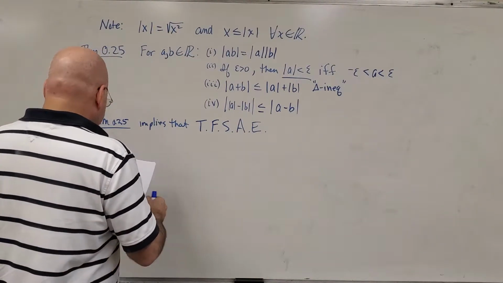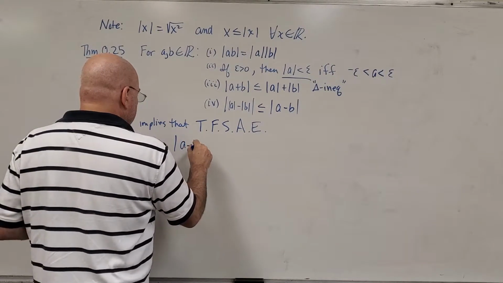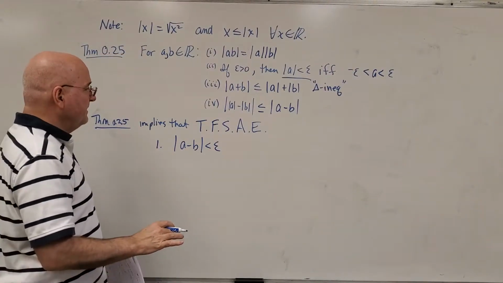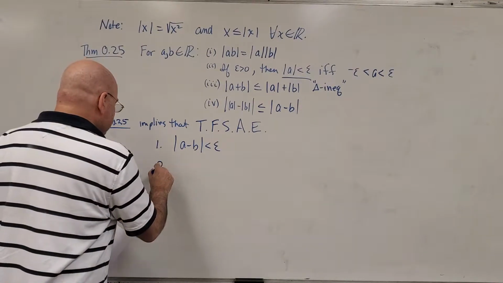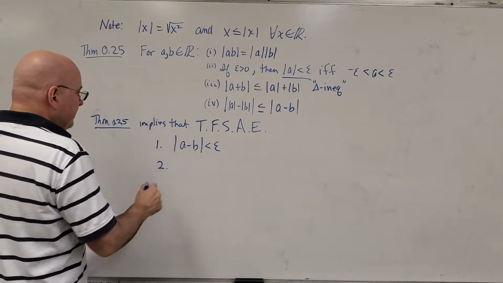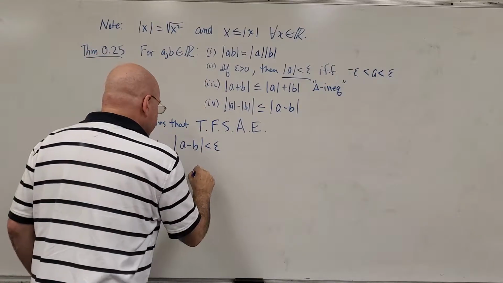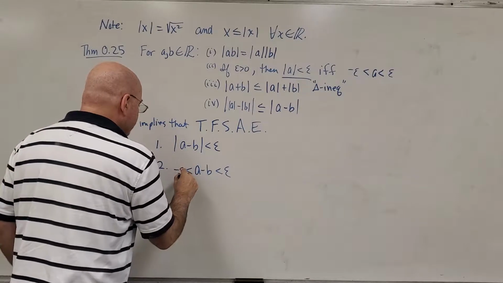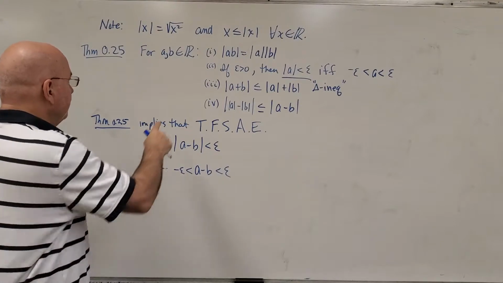All right, the first one: the absolute value of A minus B is less than epsilon. So far there's nothing to prove here because there's only one statement, so it's equivalent to itself. Let's look at statement number 2, though. Just like we did in part 2, that means that A minus B is less than epsilon, but it's greater than negative epsilon. That came directly from part 2 of this theorem.